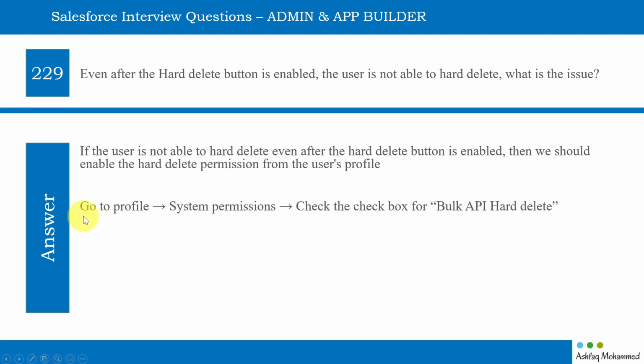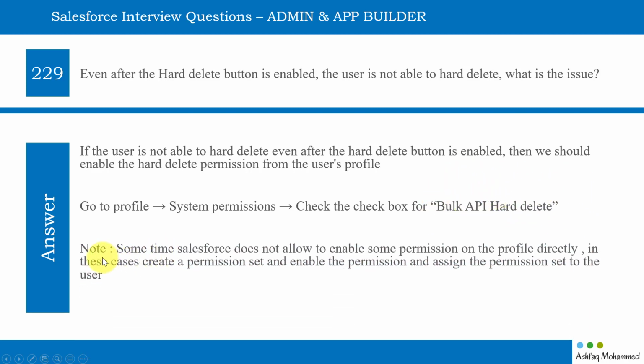Okay. So what you have to do is go to the profile, system permissions in the profile, and then check the checkbox for bulk API hard delete. So you will get this option. Make sure that it is checked. The note is that sometimes Salesforce does not allow enabling some permissions on the profile directly. In these cases, create a permission set, enable the permissions, and assign the permission set to the user. I'll show you what I mean.